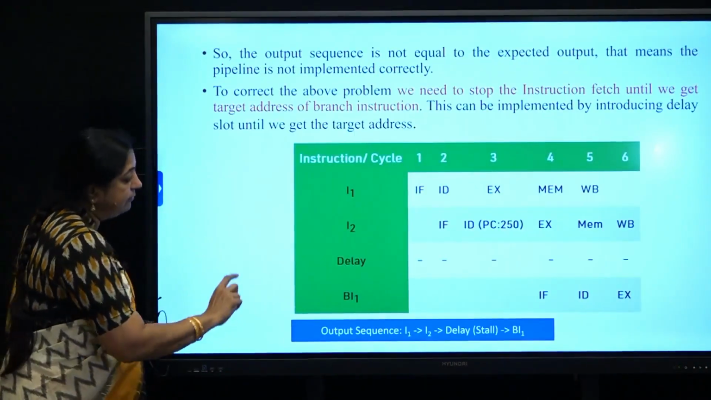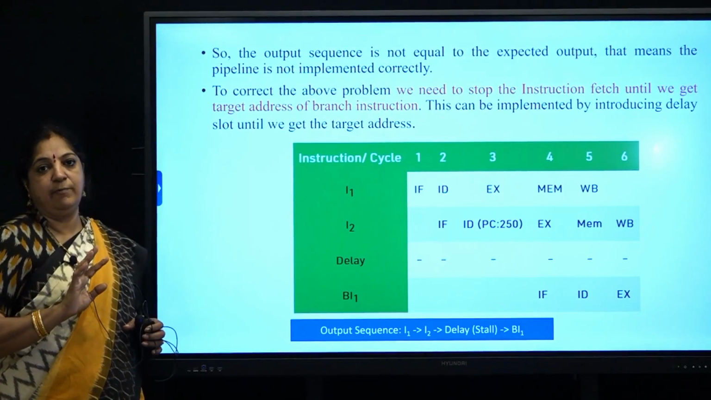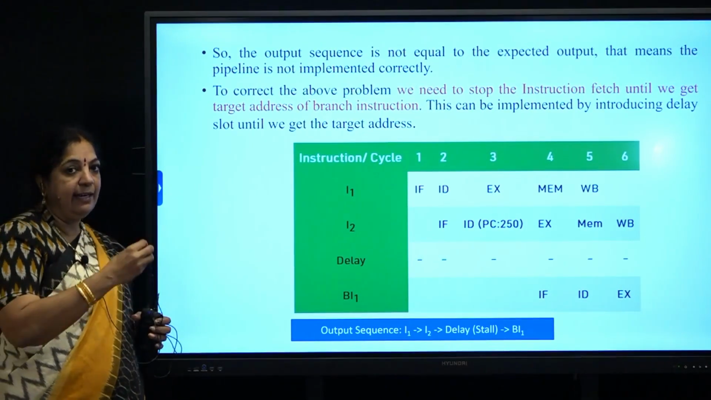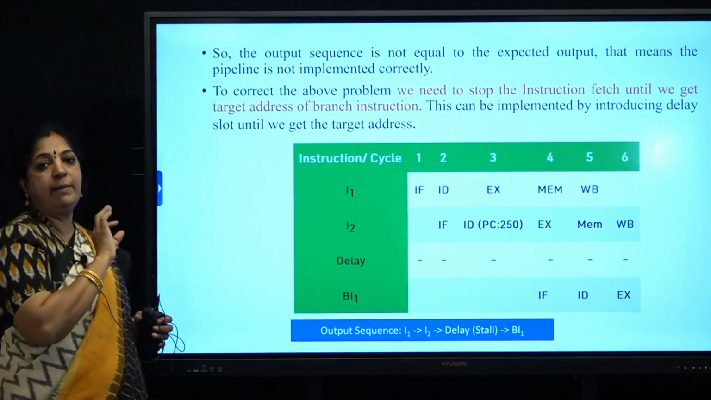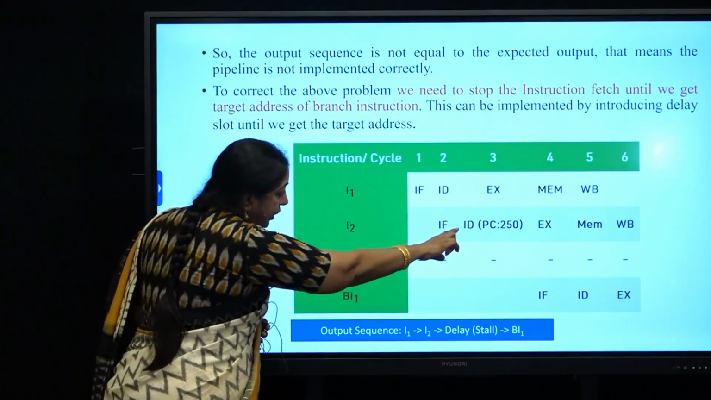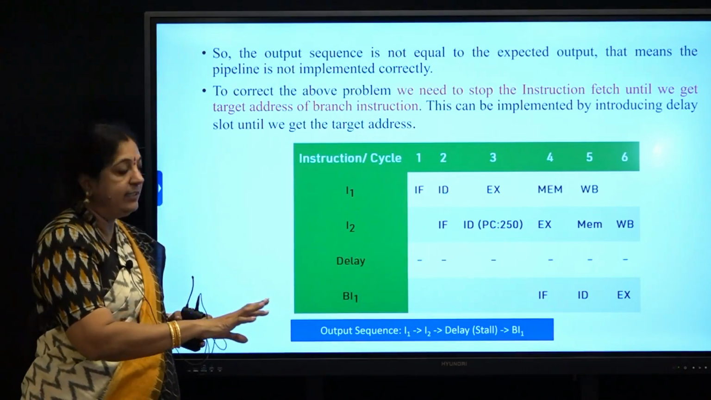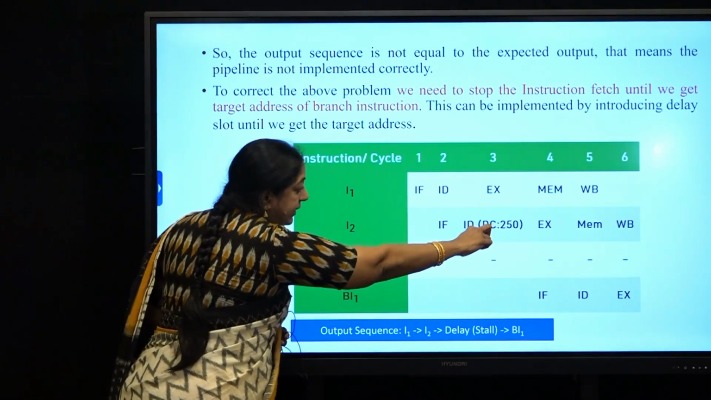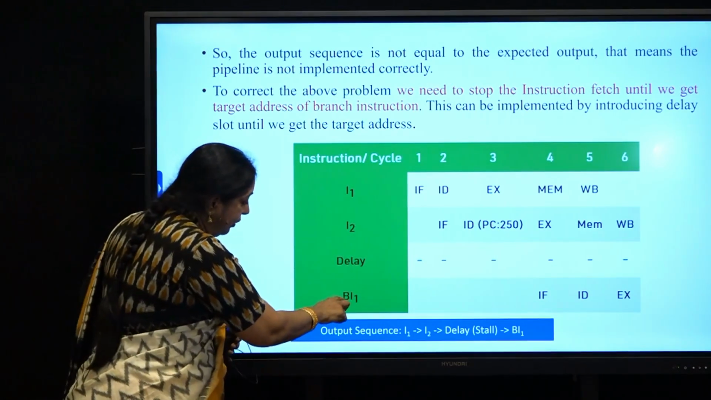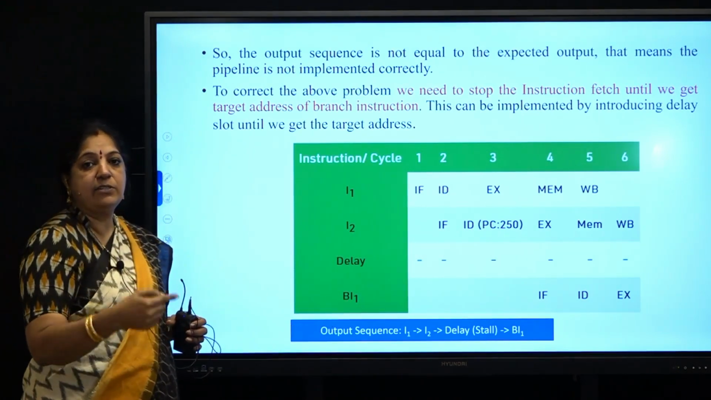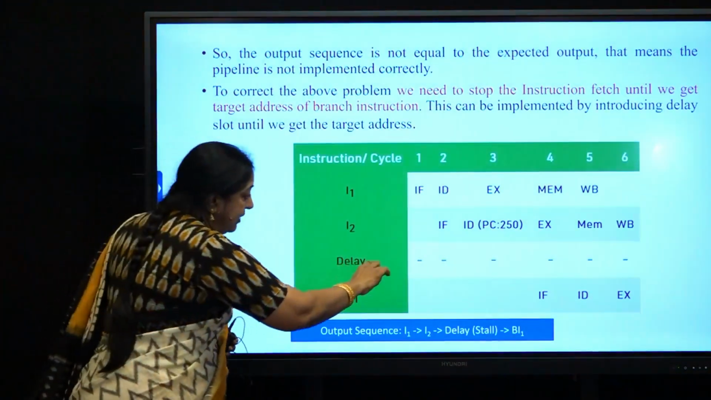But how can we skip those instructions? If we know that there is a branch statement. But we do not always know: until and unless we fetch and decode the instruction, we do not know that there is a branch statement. If we know that this is a branch statement, we simply delay and do not do anything. Once it is decoded, we come to know that the PC value is updated to 250, and at 250 we have BI1. So the next instruction to be fetched and executed is BI1. So in between we have to delay.